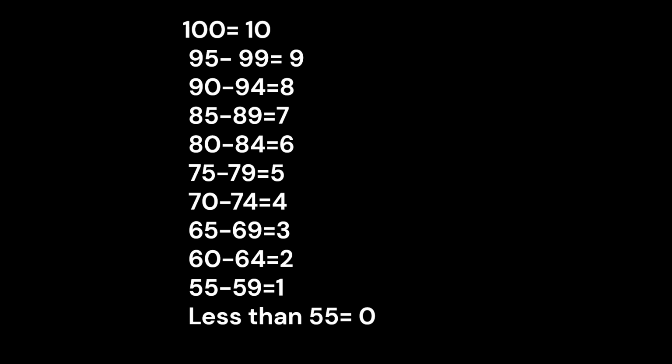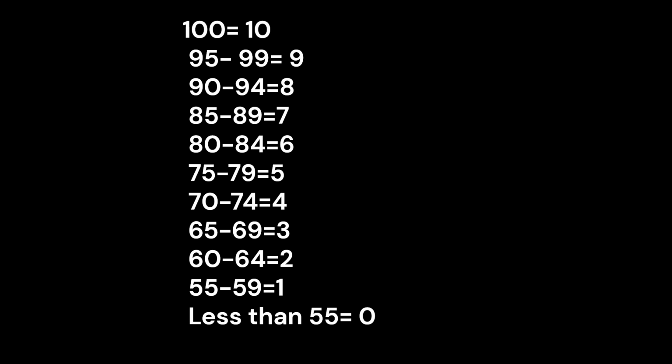If your score is between 90 to 94, your APS score will be 8. If your score is between 85 to 89, your APS score will be 7. If your score is between 80 to 84, your APS score will be 6. If your score is between 75 to 79, your APS score will be 5.